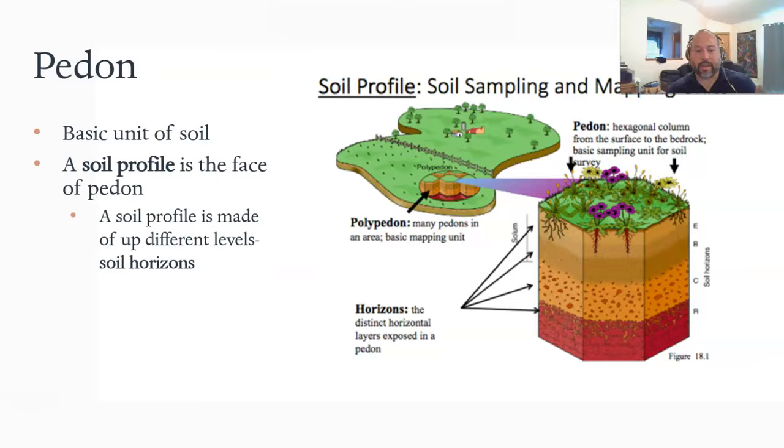And then within a soil profile, you have horizons, and horizons are just the different layers within that soil profile. So if I pick one specific face here, we can see that there's a layer here, another layer there, another layer there, another layer there, and then we're down into the bedrock. And so that's what we're really talking about today. We're just going to try and see how we would describe a pedon and a soil profile, and all the different terminology we can come up with. So let's take a look.